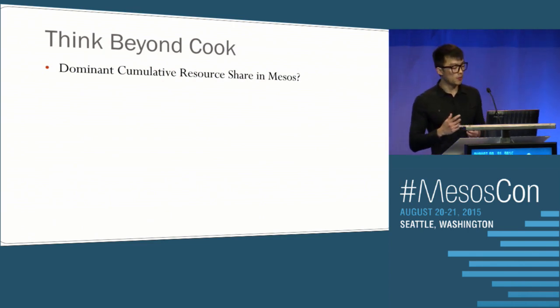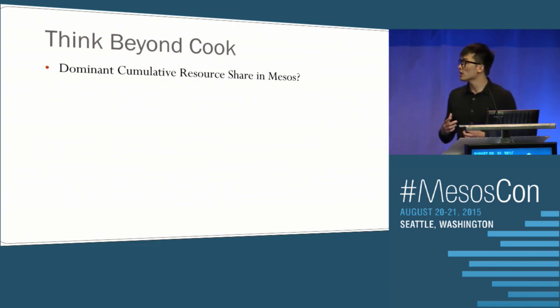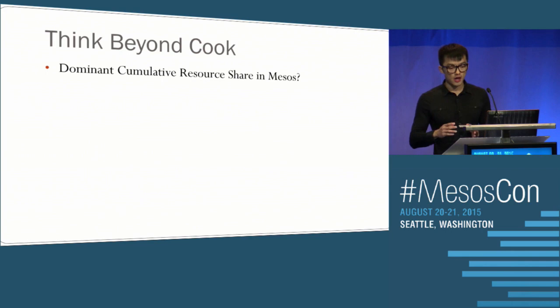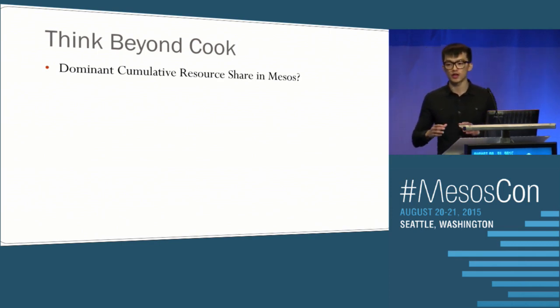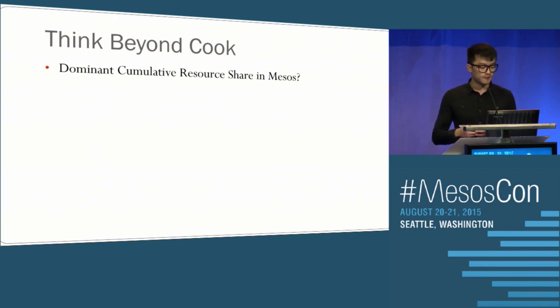I just want to spend a few moments to think beyond Cook, because I think the whole idea of cumulative resource share comes from Mesos. And I want to raise the question of whether it's possible to introduce this idea back into Mesos to do some cool things with inter-framework preemption or allocation. This is an open question because I don't have a great answer, but I trust we as a community can solve this problem better than we as 2Sigma, the hedge fund, can. So that's why I want to put this slide up and mention this to everyone.